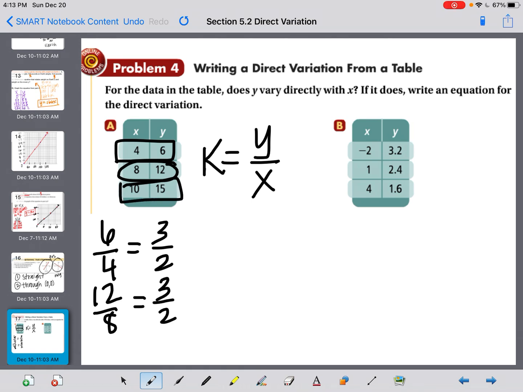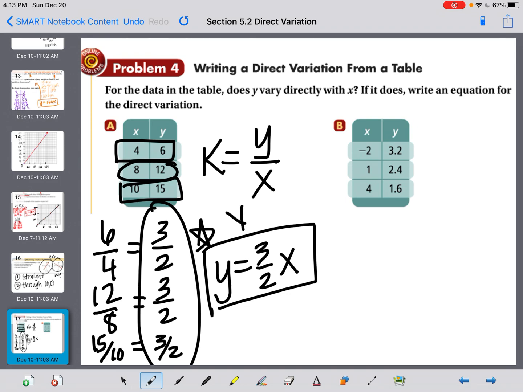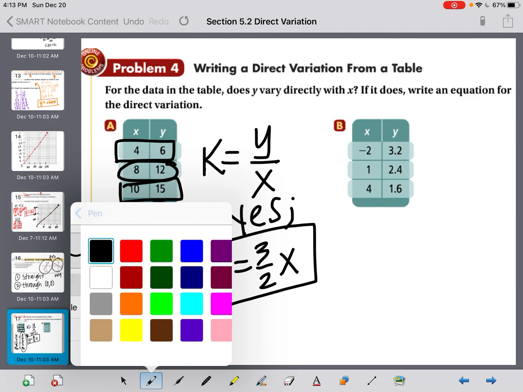And then we're going to try the last one. 15 divided by 10 also gives us 3 over 2. If these are all the same, this is a direct variation. Our k is 3 over 2, and then we write our equation as y equals 3 over 2x. So this one was a yes, and that's our equation. Okay, letter B.